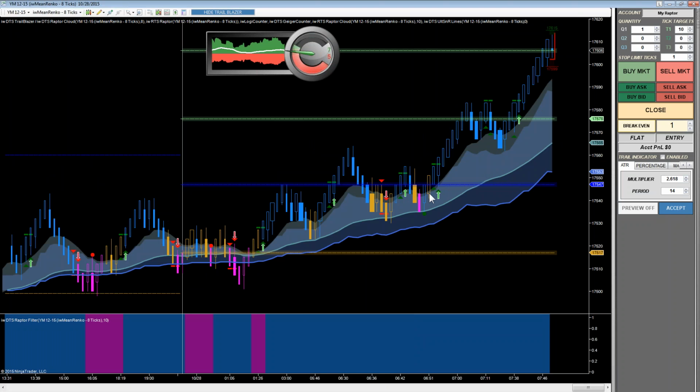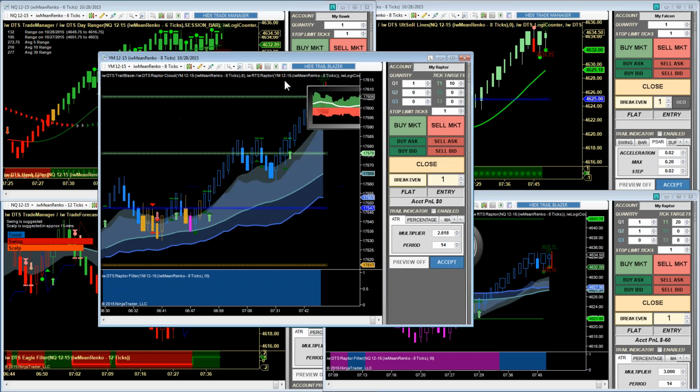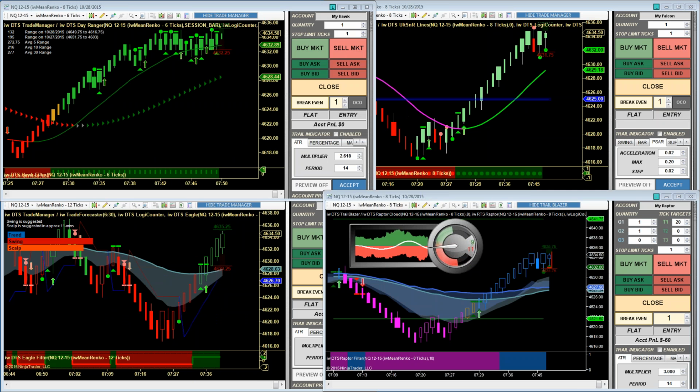So a decent morning in the mini Dow. Also got a double pullback here off of the hard edge. Came out with our signal right here and just keep going. So pretty smooth day in the mini Dow today.